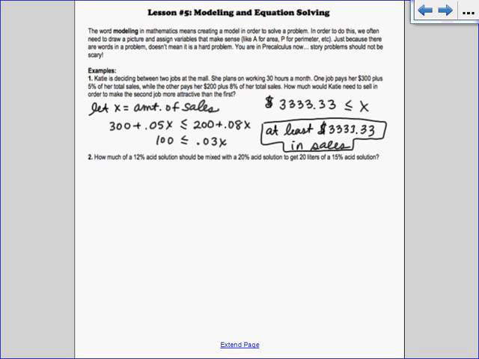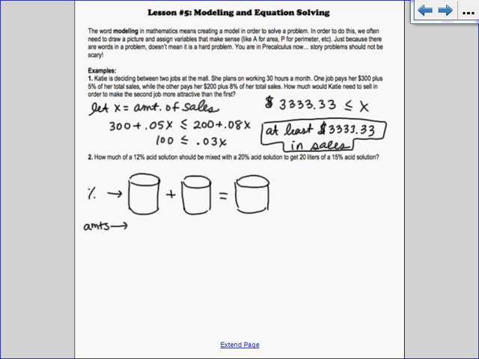All right, so next one says how much of a 12% acid solution should be mixed with a 20% acid solution to get 20 liters of a 15% acid solution. So if you were in my Algebra 2 class last year, we did this in Algebra 2. I always told you to draw little jars, or you can draw squares if you are artistically challenged. Inside of the jars, we always put percentages, and below the jars, we always put the amounts.